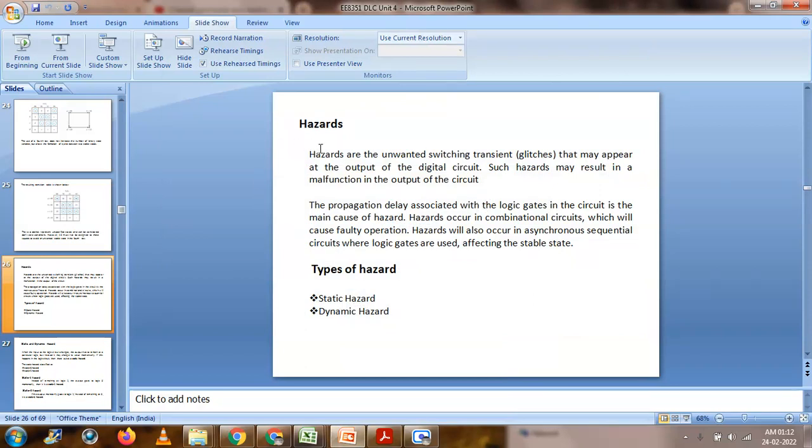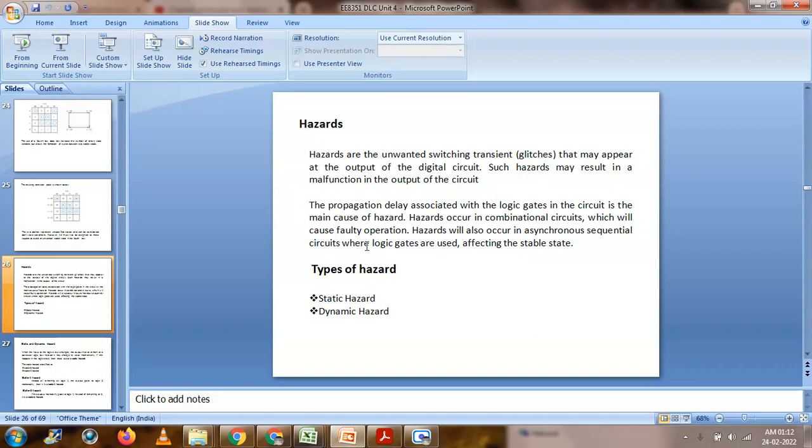So hazards. A hazard is nothing but an unwanted switching transition. That is called a hazard or glitch. It may occur at the output of a digital circuit. This kind of situation we can call a hazard. It's a malfunction of the output of the circuit.